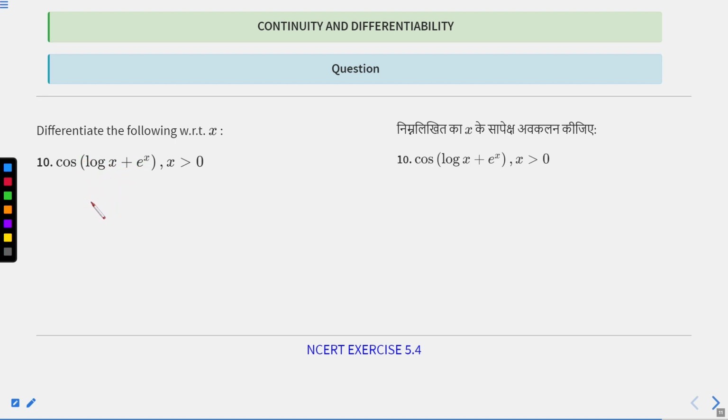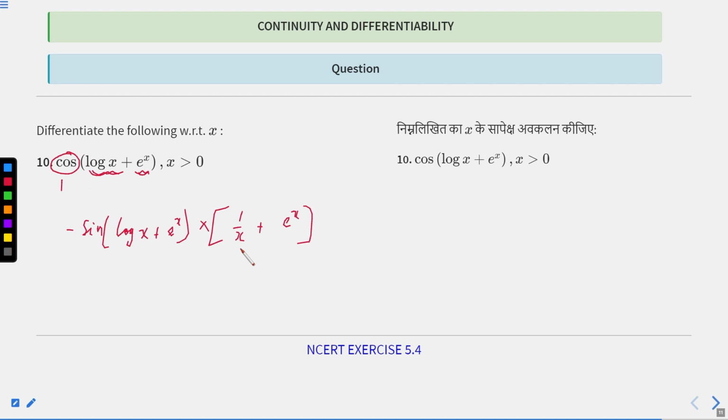So this will be the first step. Clear? Now if you are facing such a thing, first identify the outermost function, which is this. The derivative of cos will be minus of sine, and the inside thing will be the same. Now differentiate the inside. Differentiating, what you will get is 1 by x plus e^x.